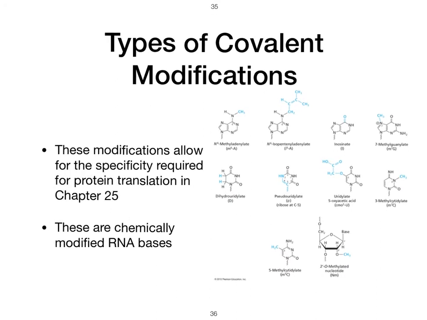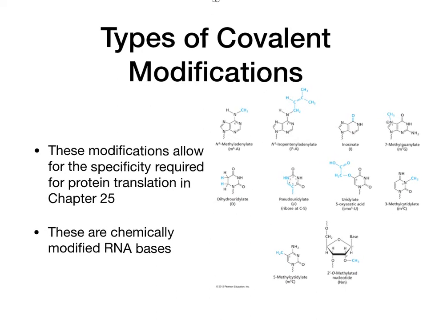So our types of covalent modifications. These allow us to create the specificity. So what you can see over here are some of the chemically modified bases. So we can increase by adding methyl groups, or we can alter the base structure. So we have an isopentenyl group, or we've changed out to create an inosinate subgroup. All of these compounds, it's not necessarily important to memorize their structures, but it's important to note that these are permanent chemical changes. So a covalent bond is a permanent bond, and so we've altered these in such a way that they are stable in their new components.